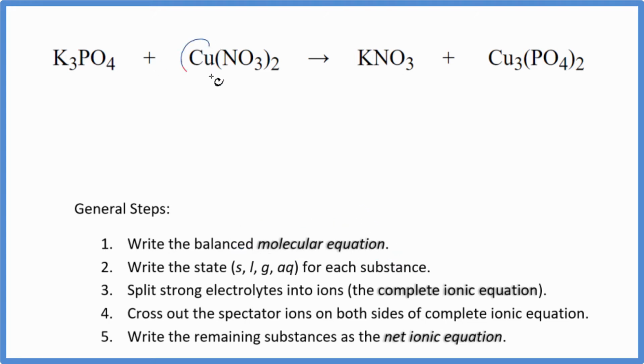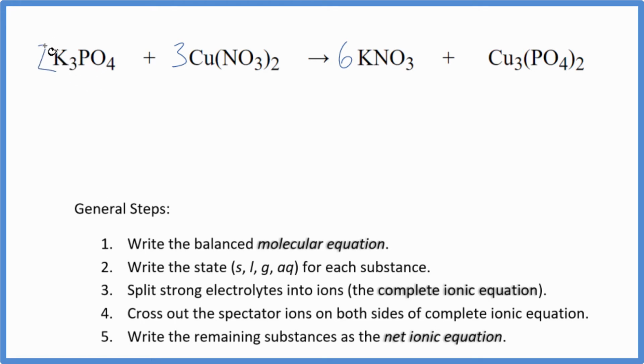So I can see I have 1 copper here and 3 coppers here. So I'm going to put a 3 in front of the copper(II) nitrate. Now the coppers are balanced, but I have 2 times 1 times 2, so 6 of these nitrates. Let's put a 6 in front of the potassium nitrate. That balances the nitrates, and now 6 potassium atoms. Let's put a 2 here.